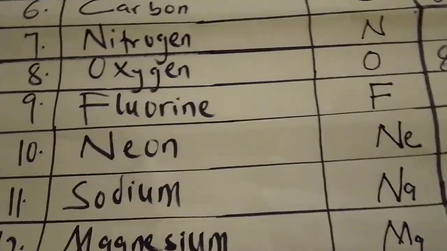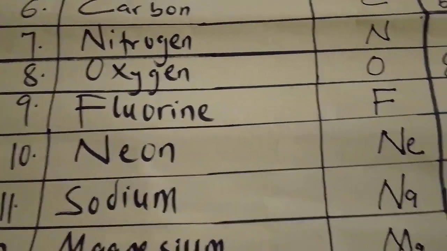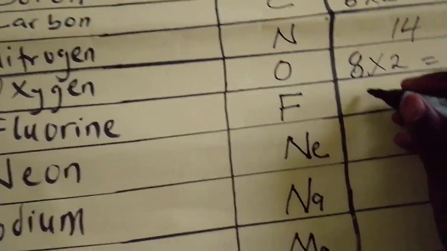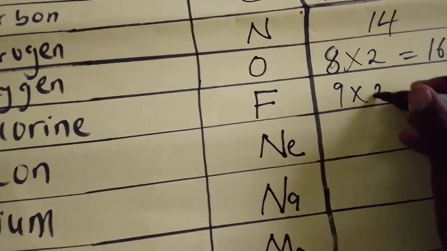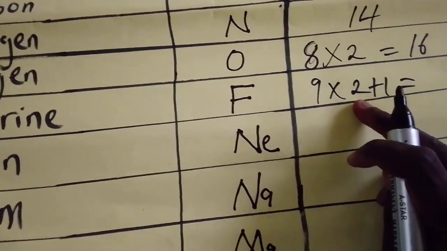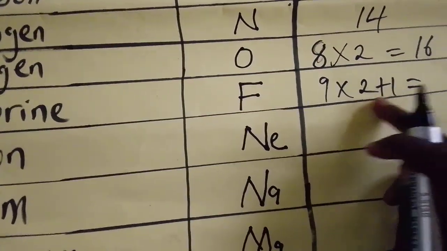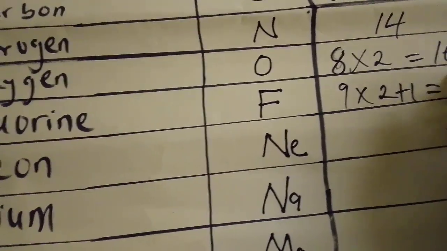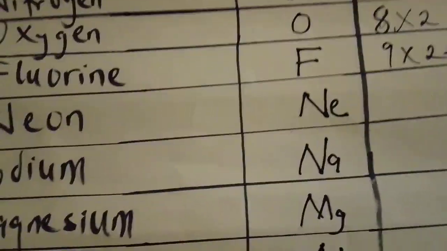Then fluorine, the atomic number of fluorine is 9, and 9 is an odd number. Then we say 9 times 2 plus 1 is equal to what? 9 times 2 is 18. 18 plus 1 is 19. Then the mass number of fluorine is 19.